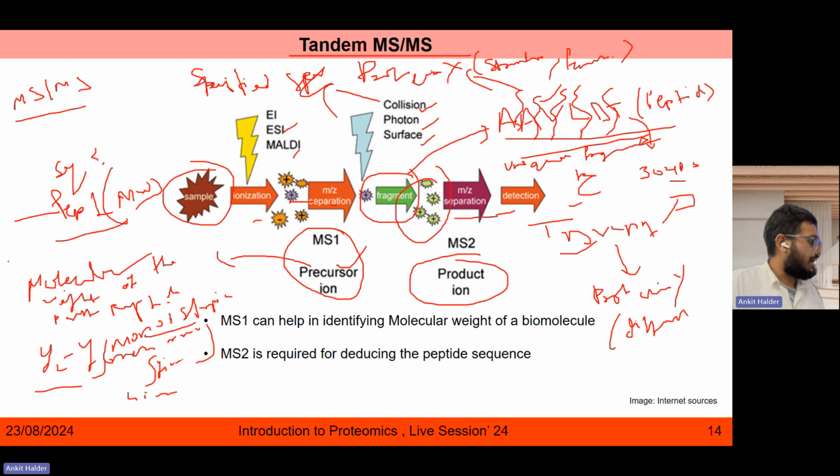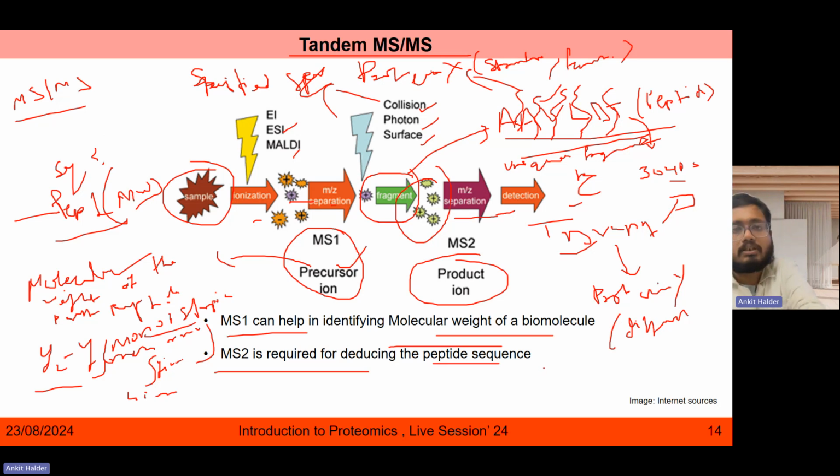So what we are saying is that MS1 can help in identifying the molecular weight of the biomolecule. If you have MS1, it can help in identifying the molecular weight of a biomolecule, and MS2 is required for deducing the particular peptide sequence.